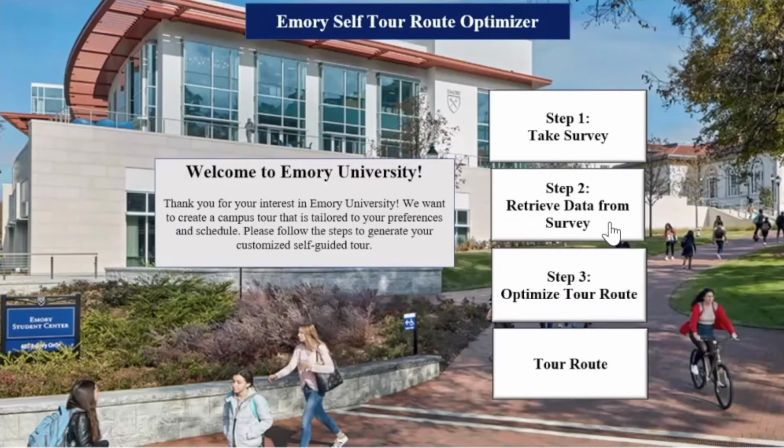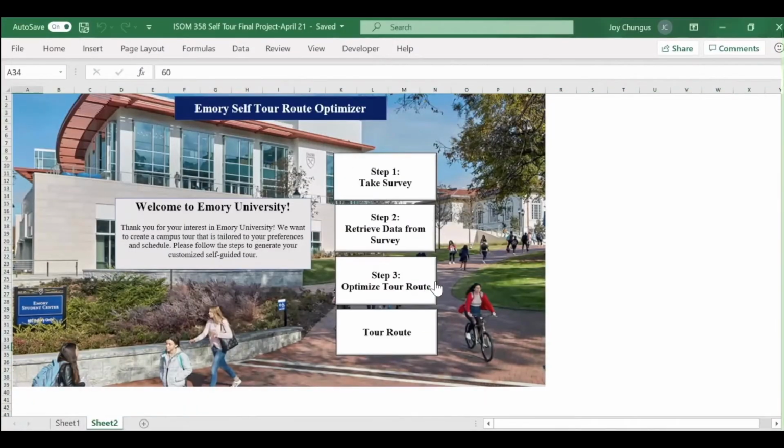To transfer the data into our model, we wrote a macro that imports a linked auto-generated Google Sheet response form into our Excel workbook and copies the latest survey response answers into the model to enable it to run properly. Now we are retrieving the data from the survey. Now that the data has been transferred into the Excel sheet, we can run and optimize the tour route.